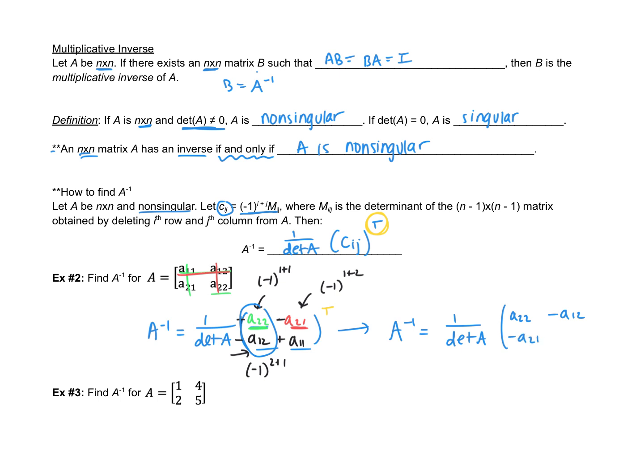Second column will become the second row. So this is our inverse, rather, of matrix A. Now, that's the general idea. That was for a 2x2 matrix though.